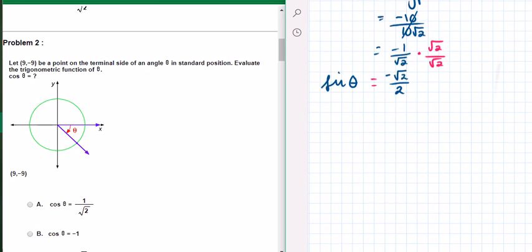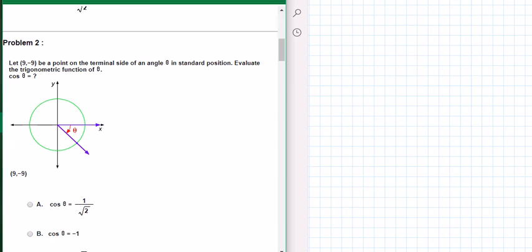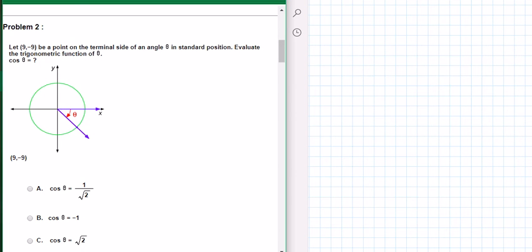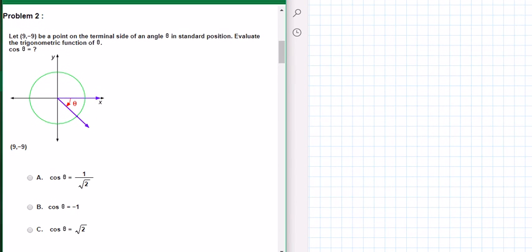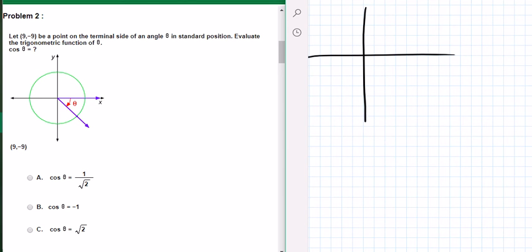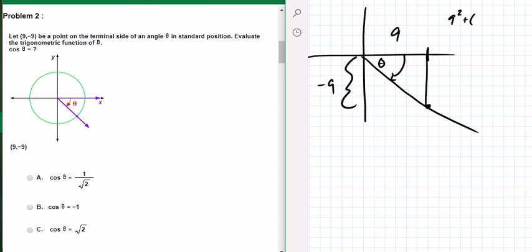Alright, problem number 2. Let (9, -9) be a point on the terminal side, so I'm doing something very similar. Let's say that right here is 9, and this is negative 9. This is positive 9. When I have my angle theta and I find my hypotenuse, I'll do 9 squared plus negative 9 squared, and if you do the math behind that, that is 9 radical 2.